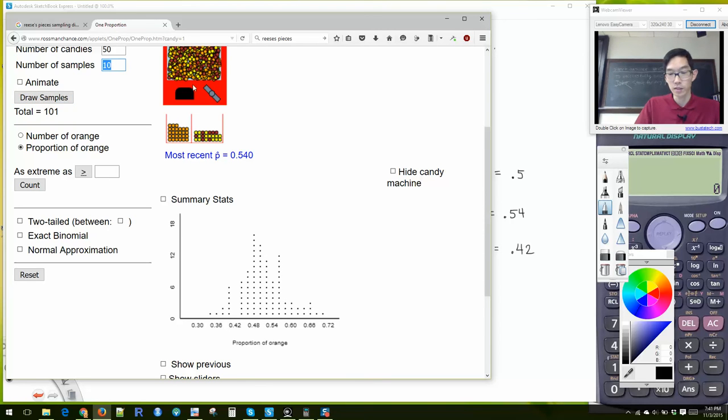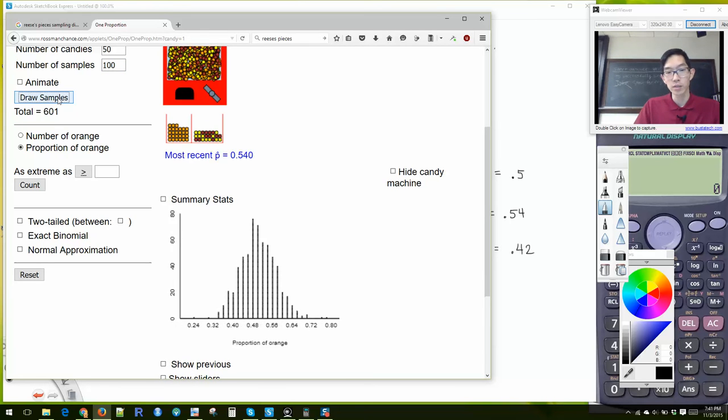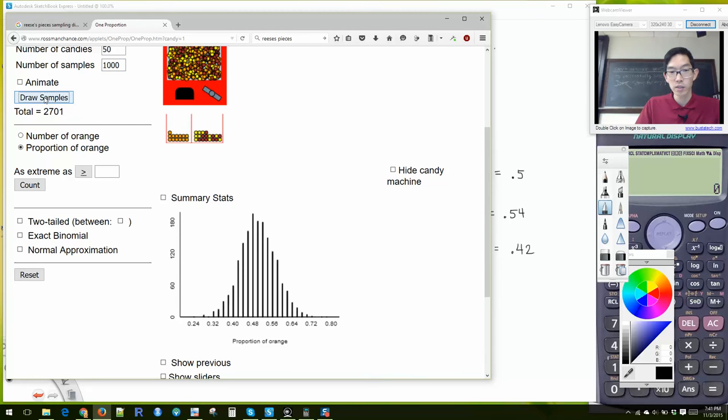Okay, let's just crank this up. We'll do 100. Okay, and what do we see? We see most of the time we're getting something around 50%, sometimes a little bit higher, sometimes a little bit lower, and yes, sometimes we get an extreme amount of orange, something very high or something very low, but most of the time we're around here. Let me just crank this up and we'll do 1,000 at a time.